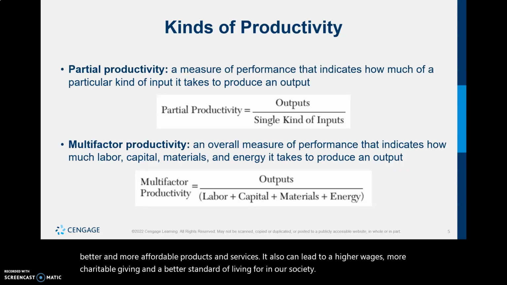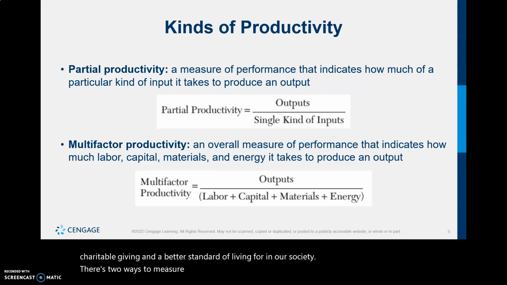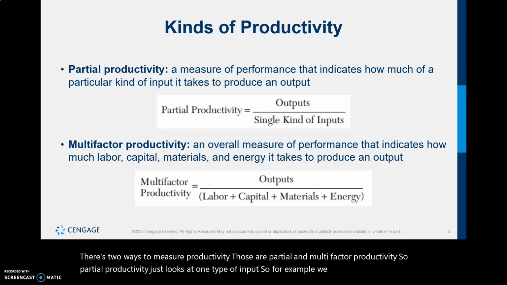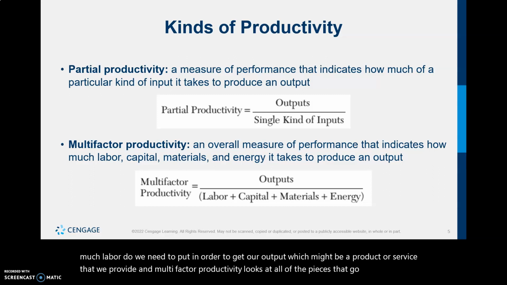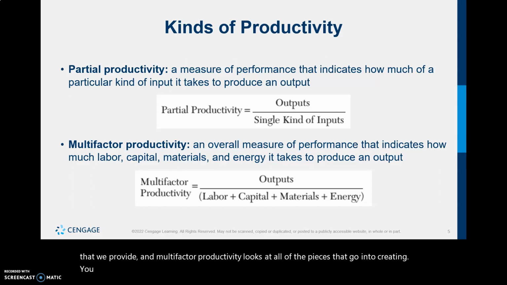There are two ways to measure productivity: partial and multi-factor productivity. Partial productivity just looks at one type of input. For example, we might look at how much labor we need to put in to get our output, which might be a product or a service that we provide. Multi-factor productivity looks at all of the pieces that go into creating something: labor, capital, materials, and energy, and how much of each of these it takes to produce your output.